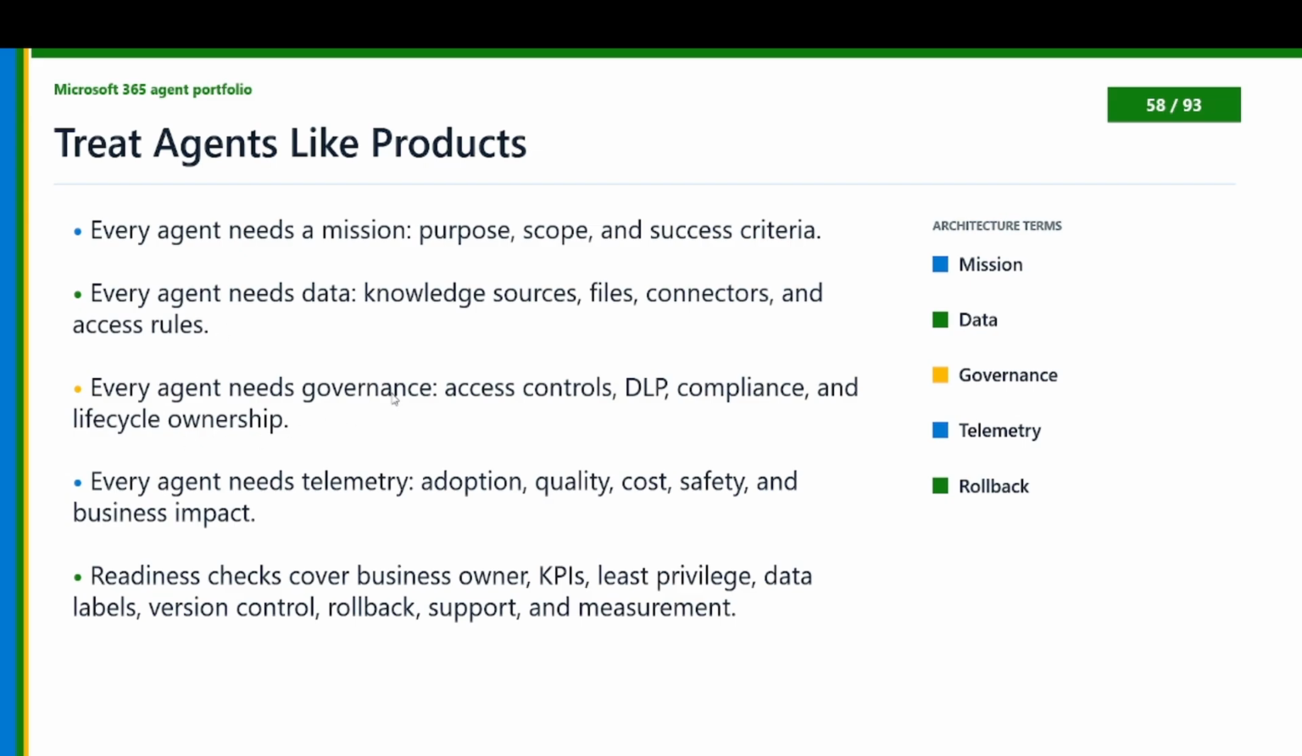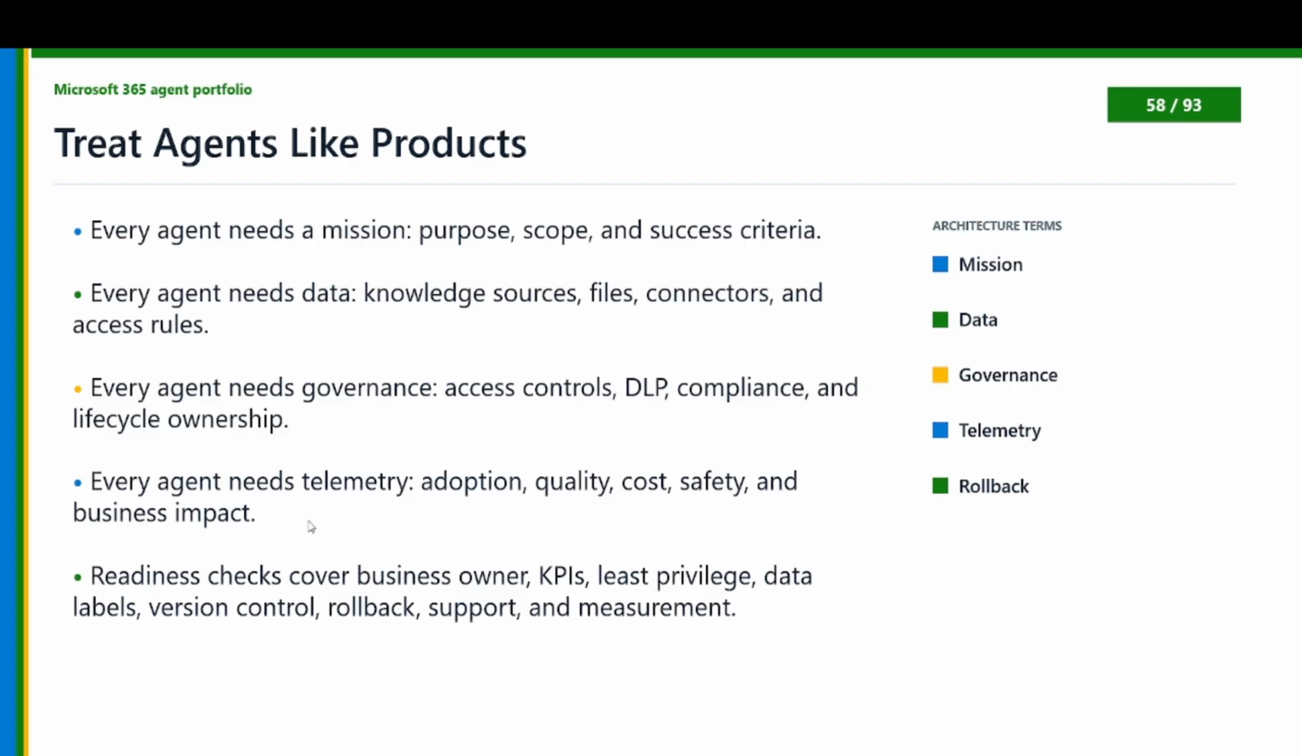Governance is very, very important. Implement access control, least privilege, and role-based access control. Implement data protection, very, very important. Make sure connections follow complete policy compliance, and make sure every agent action has life cycle ownership.